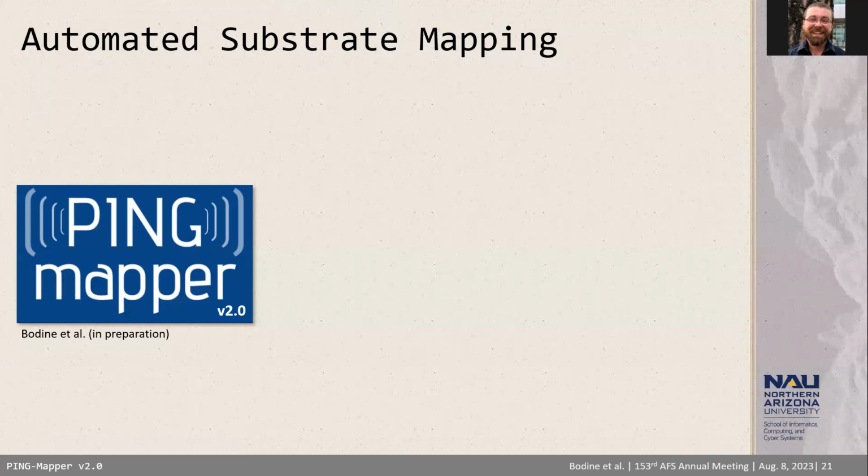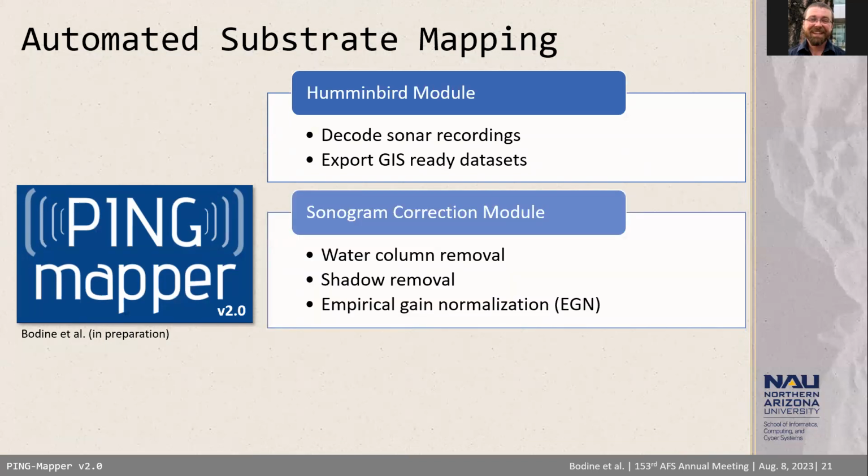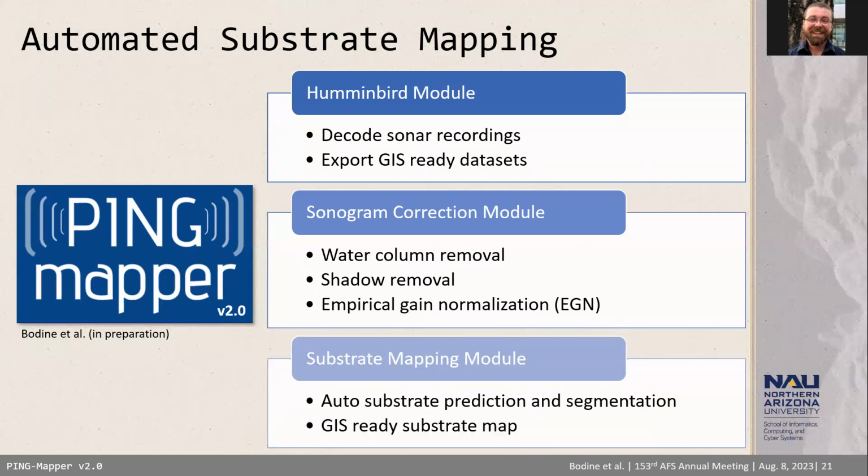A beta version of PyMapper version 2.0 will be released soon. Additional models will be added to the existing Humminbird module to extend functionality. In addition to correction of raw backscatter with EGN, 2 new features which I haven't highlighted today provide routines for automatically estimating depth at nadir for accurate water column removal, as well as sonar shadow detection and masking. Substrate models will be integrated as well, providing automated substrate prediction and GIS map generation. This new set of functionality will allow anyone to move from data collection to substrate maps in a fast, reproducible manner.